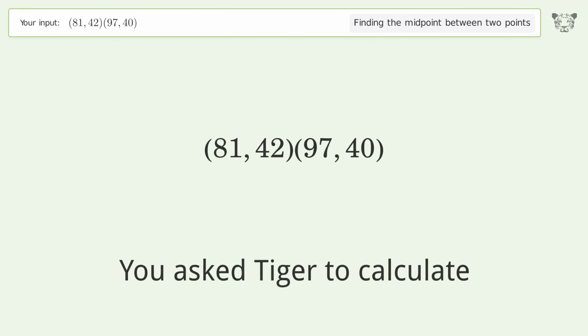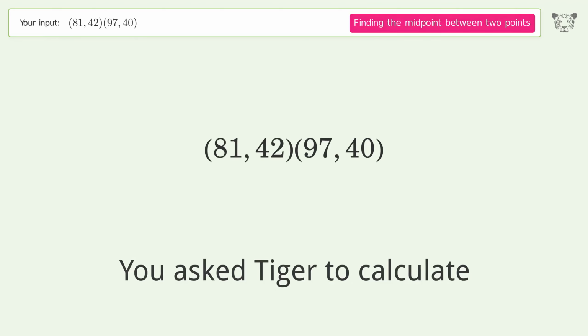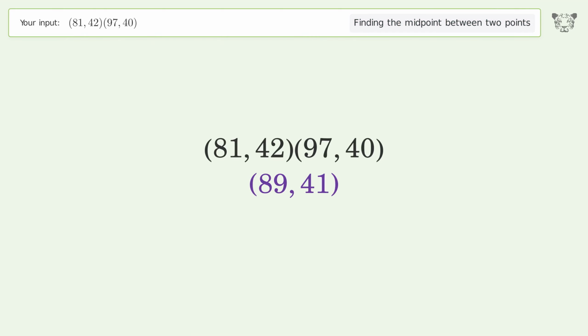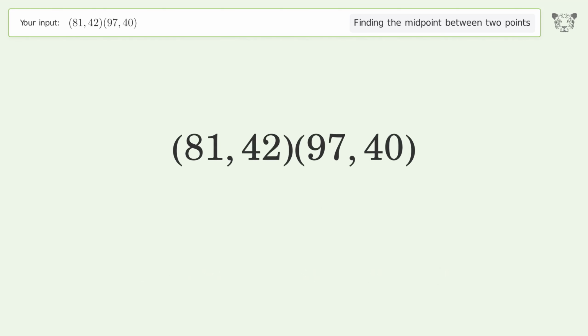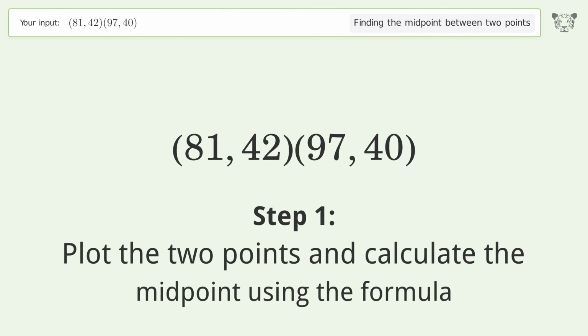You ask Tiger to calculate. This deals with finding the midpoint between 2 points. The midpoint between the 2 points is 89,41. Let's solve it step by step. Plot the 2 points and calculate the midpoint using the formula.